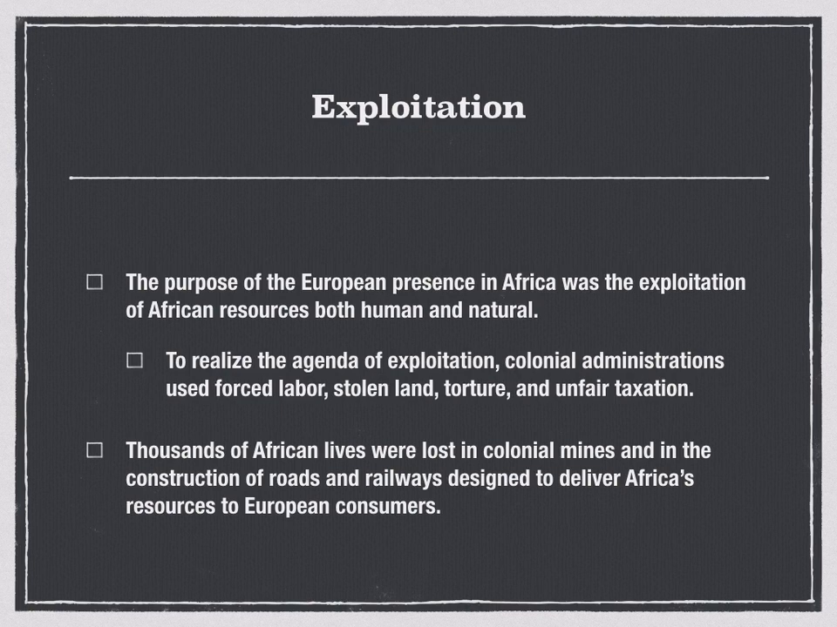Thousands of African lives were lost in the coal mines, digging up resources for the Europeans. More lives were lost in the construction of roads and railways, which were being built to deliver Africa's resources to the European consumer.